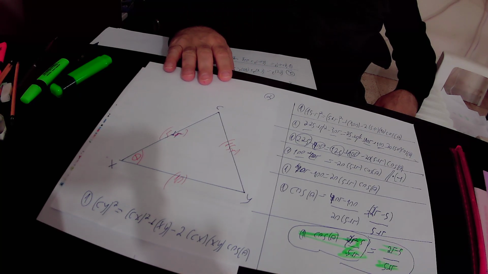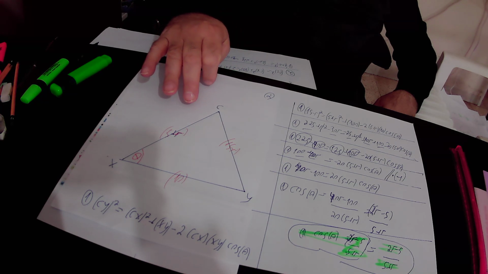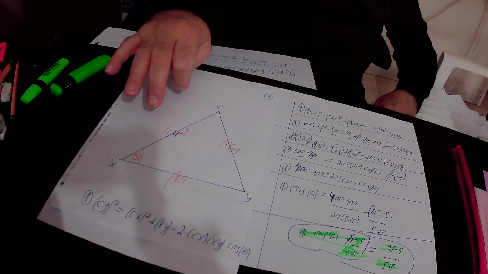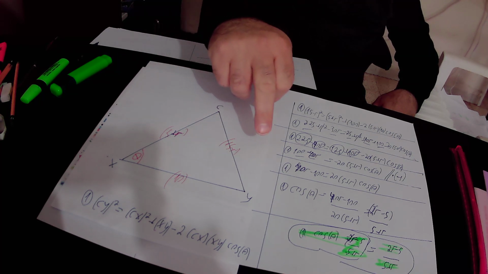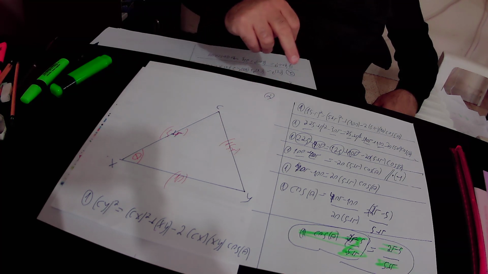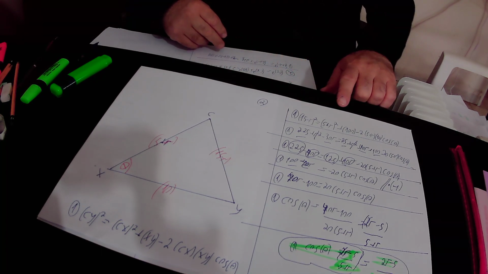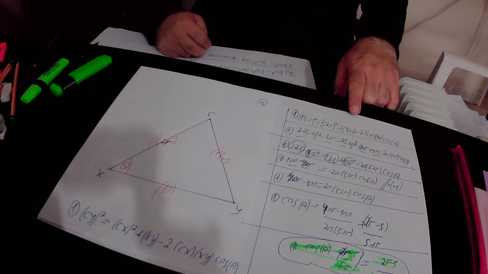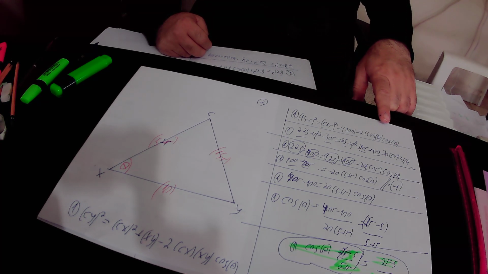So we substituted CX by 5 plus r, we substituted XY by 10, and we substituted CY by 15 minus r, and we got this equation number 1: (15 minus r) squared equals (5 plus r) squared plus 100 minus 2 times (r plus 5) times 10 times cosine theta.